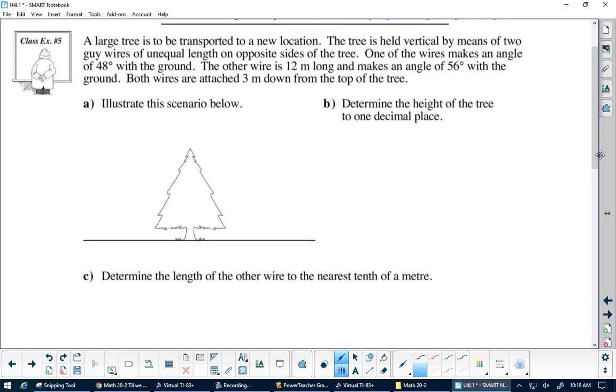Okay, so say this is like the right angle here. And then we've got a wire that is going 3 meters down. Right, so 3 meters, and then we're right there. So then we're going to about there, and this is 12 meters, and it makes an angle of 56 degrees.